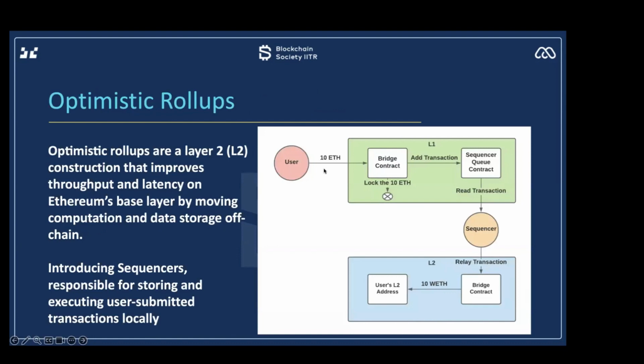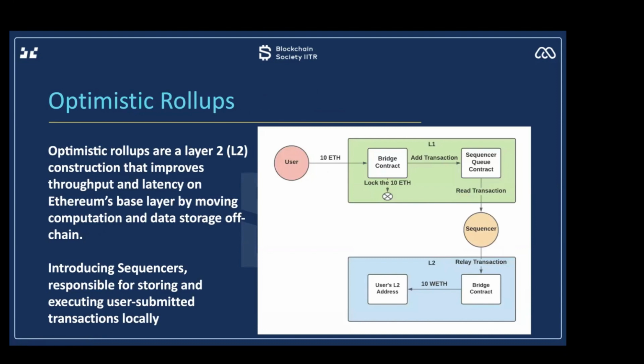So the first solution is optimistic rollups. So what are optimistic rollups? Optimistic rollups improve the throughput and latency. And how do they improve that? They move the computation and data storage off chain.